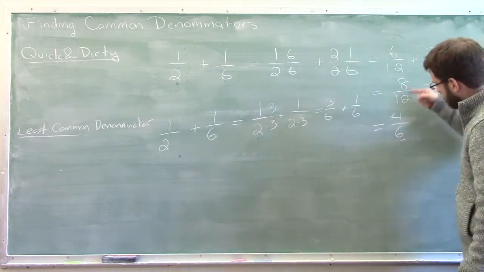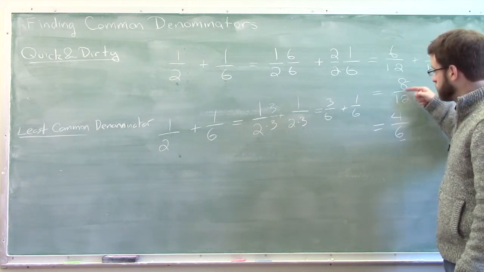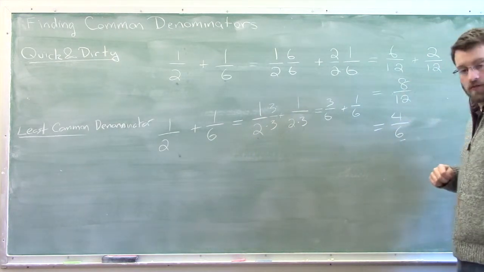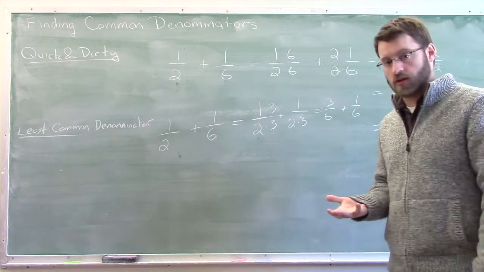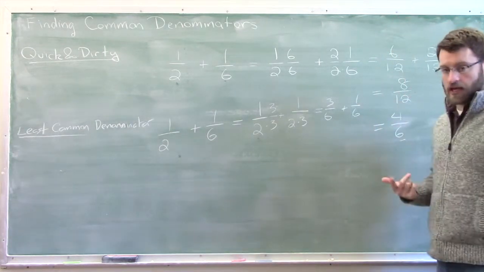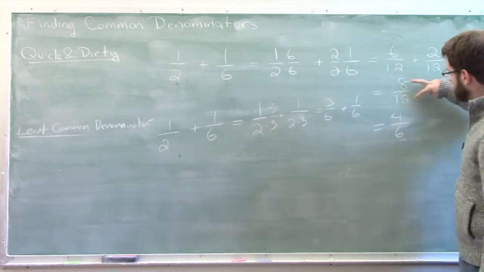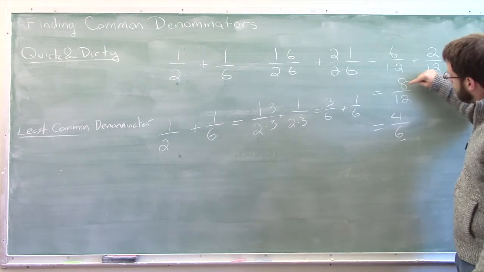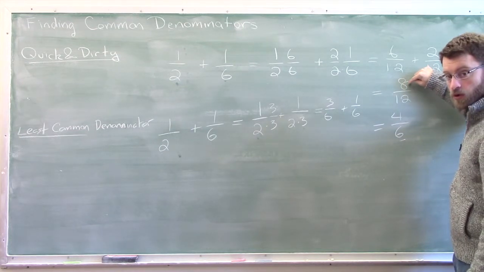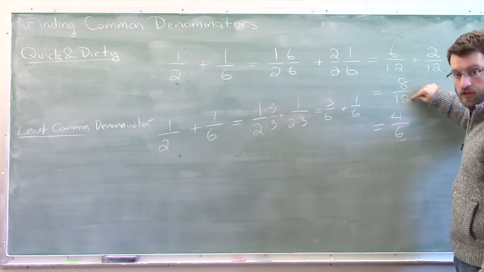And now we have two different answers from these two different methods. We have 8/12 and 4/6. These two answers are actually equal to one another, but you have to reduce the fraction to see that they're the same. So with 8/12, I can take out a common factor. The numerator is 4 times 2. The denominator is 4 times 3.